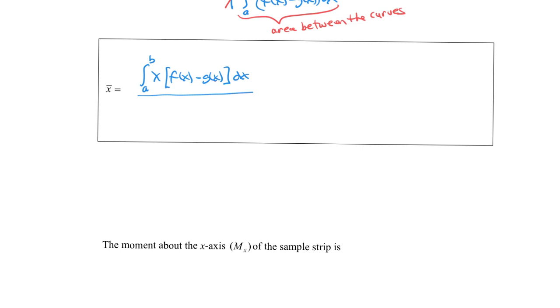And down here we're going to have the integral from a to b of f of x minus g of x dx. Now you can see that this is just the area between those two curves. So because of that, a lot of times you'll see this formula written this way: 1 over the area, and then times basically what's in the numerator. Okay, so you'll see this formula given two ways. This is just a little quicker way to do it because this is always the area.